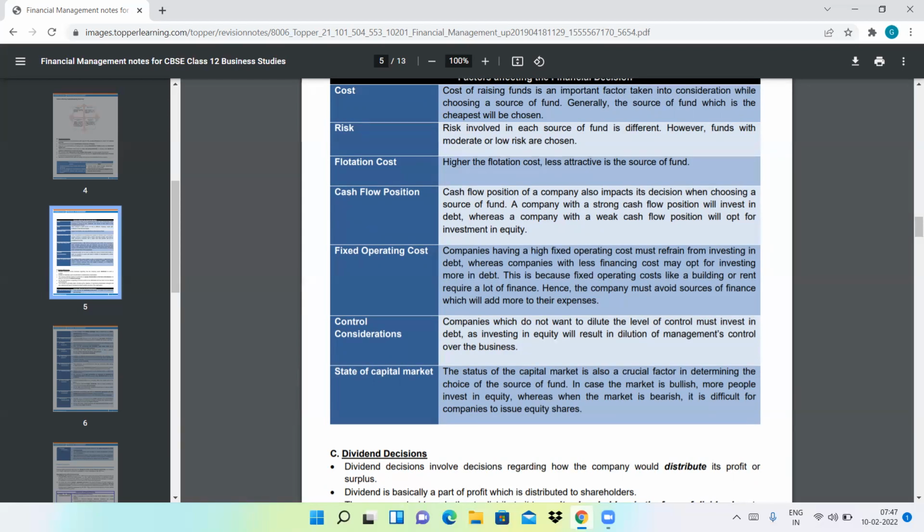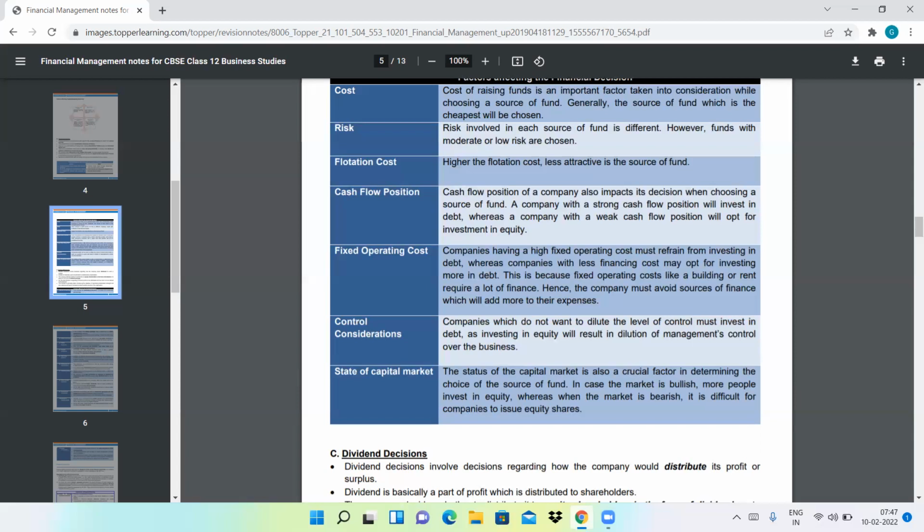So you have to calculate the risk involved, the total amount of risk in the funds you are raising from the market, whether it is low risk, moderate risk, or involves a high amount of risk.